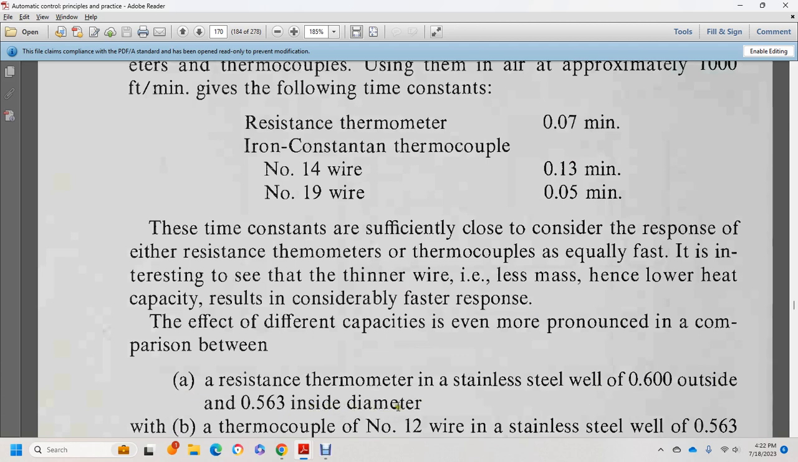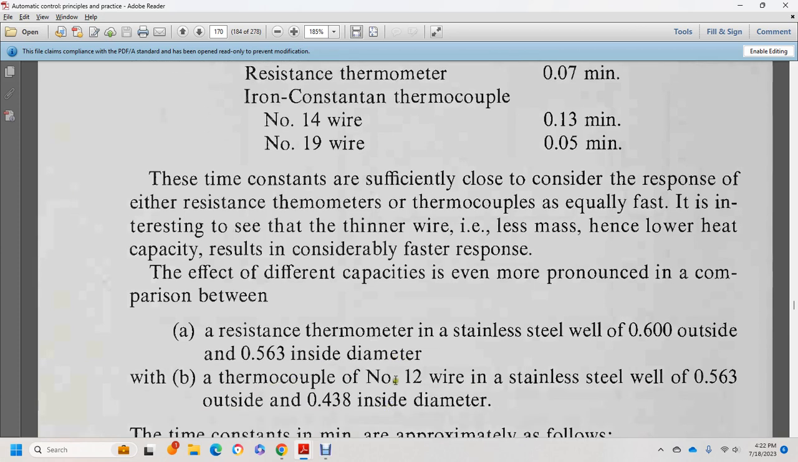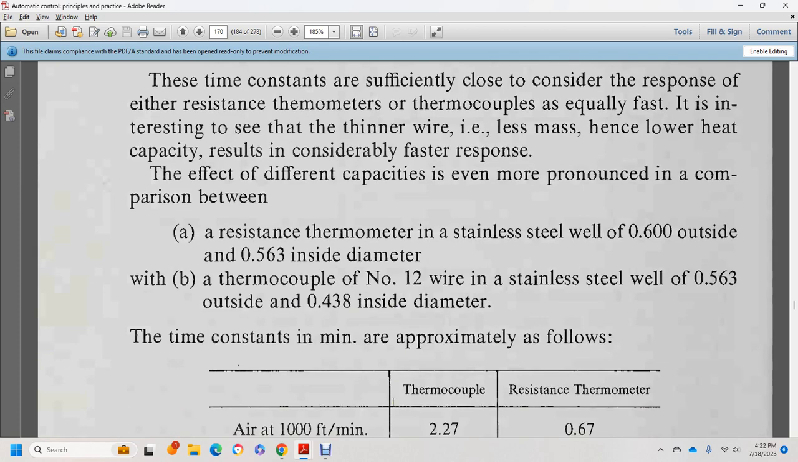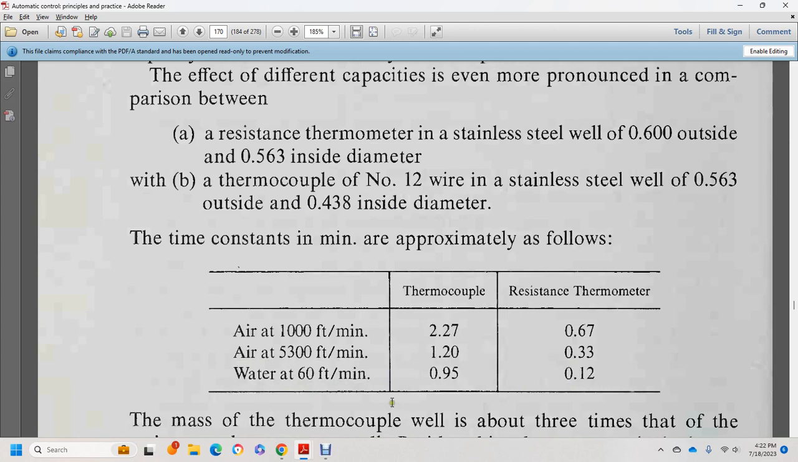The 563,000 inside diameter, while B, the thermocouple number 12 wire in a stainless steel well at 563 thousandths outside, 438 thousandths inside diameter. The time constant, the minimum, approximately in feet per minute: for 1,000 feet, thermocouple 2.27, resistance thermometer 0.67; at 53 feet, minimum 1.2, thermocouple 0.333; in water at 60 feet, minimum 0.95, thermocouple 0.12.